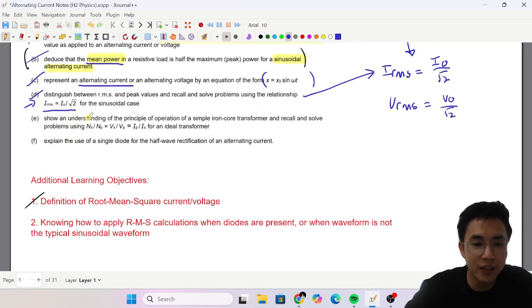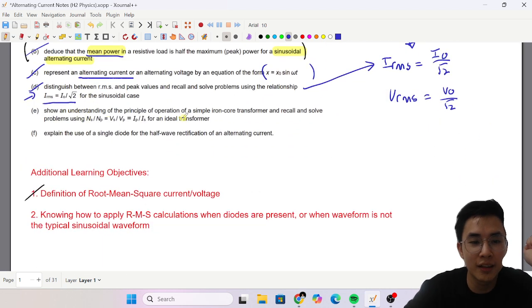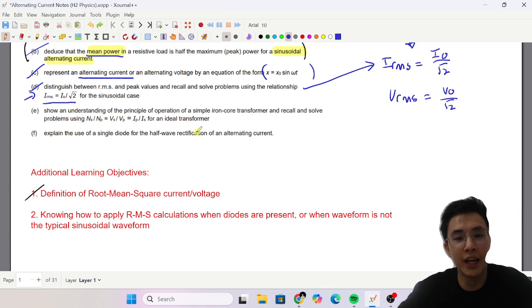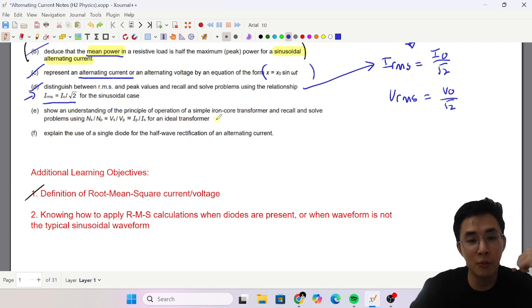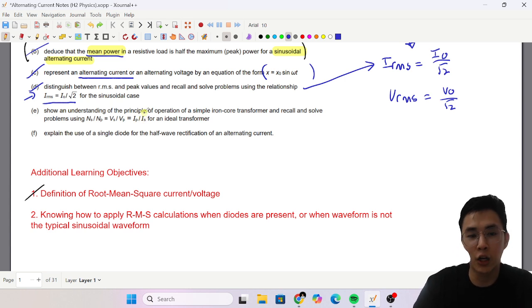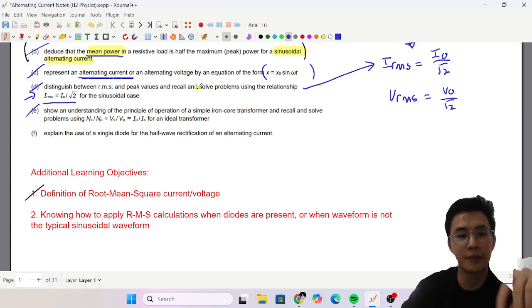Now the next one. They also want you to remember that for a simple iron core transformer, you can use this equation. I've actually covered this under electromagnetic induction, so if you are not too sure about how this works, head over and watch the EMI recording. So I'll kill off learning objective E.